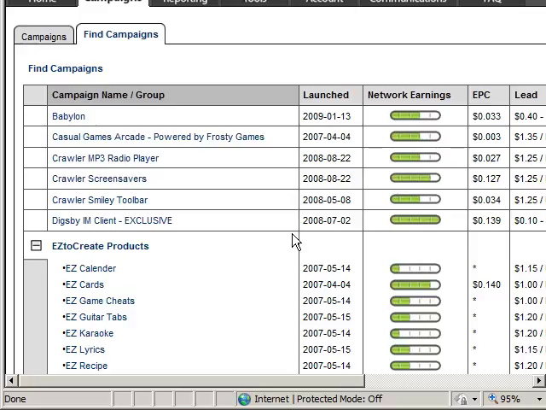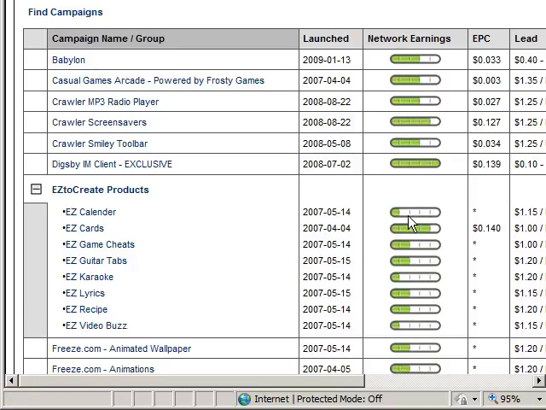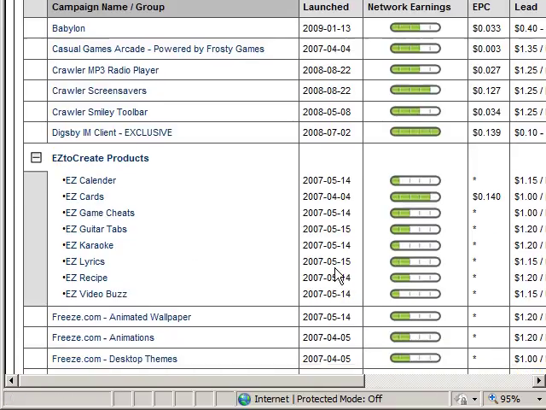So you can sort of see like the easy to create products, the network earnings are not that high, except for the easy cards.